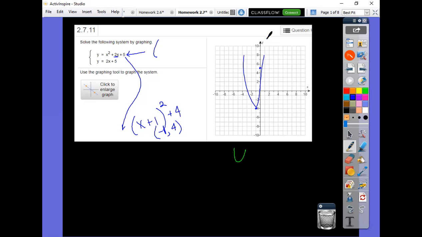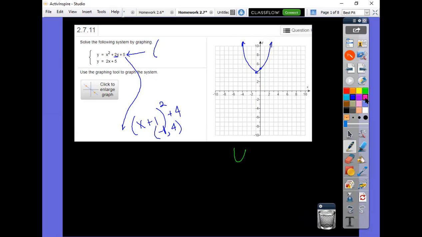Oh, I went down. I did a -4. Something wasn't feeling right about the way that graphed. Let's try that again. -1, 4 with my second point right there at the y-intercept of 5. There we go. That seems better.